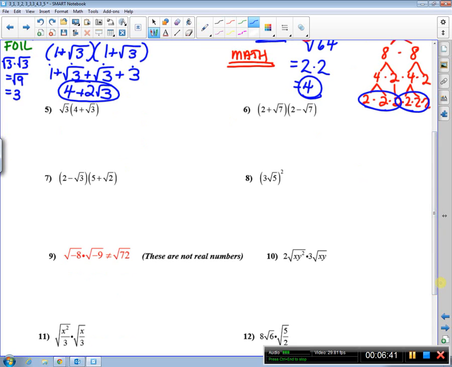Number 5. Number 5 is set up for distributive property. So radical 3 times 4 is 4 radical 3. Radical 3 times radical 3, we just did up here, is 3. And we're adding. Can we combine 4 radical 3 with 3? No, we cannot. They are not like terms. So we're done.